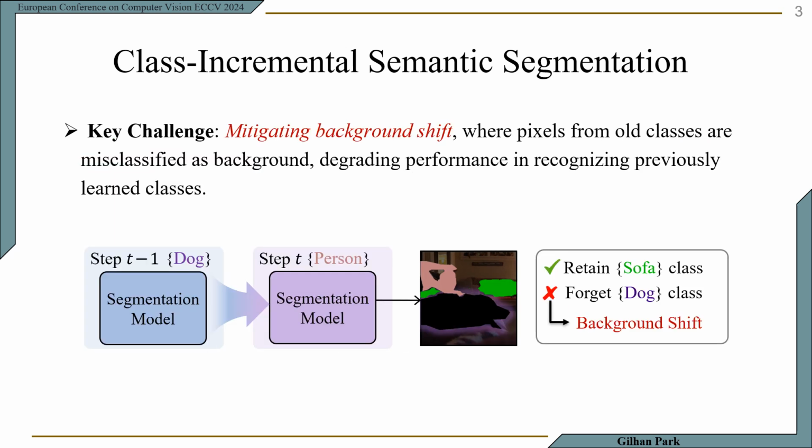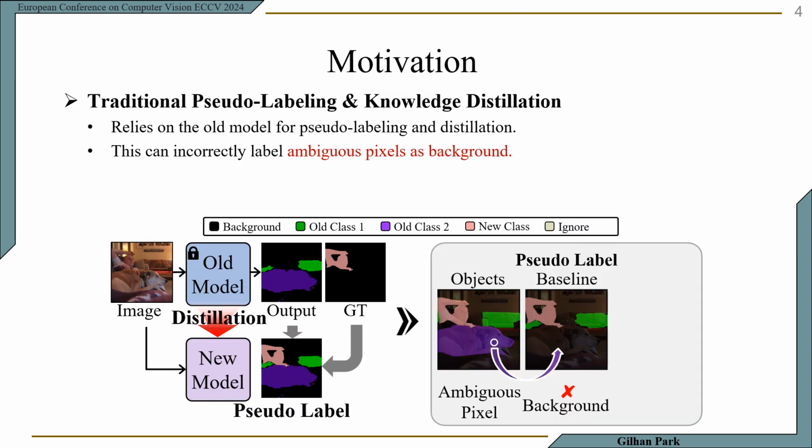One key challenge is background shift. Pixels that belong to old classes, such as dog, are often mislabeled as background when the model learns new classes like person. This mislabeling leads to forgetting old classes or confusion between the new and background classes while learning new ones. Traditional pseudo labeling and knowledge distillation rely on an old model. However, this method often mislabels pixels as background, leading to a performance drop in recognizing previous classes.